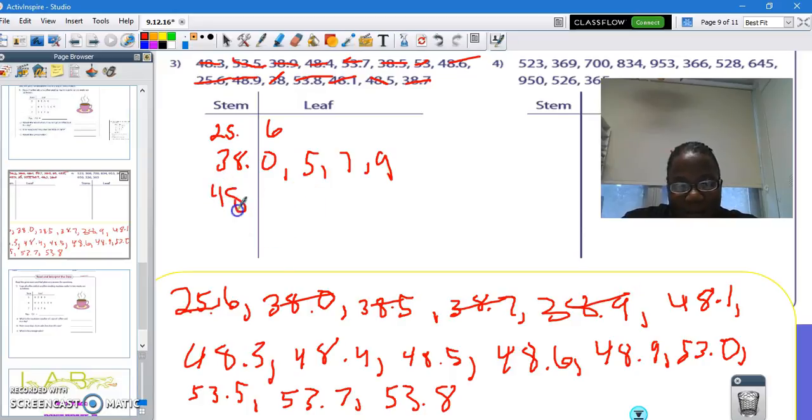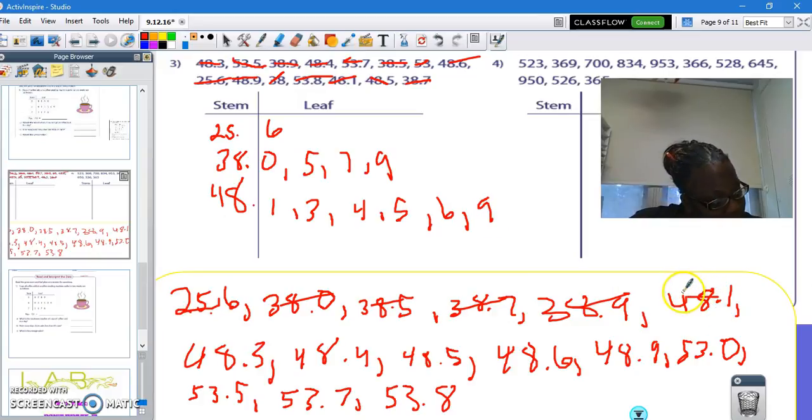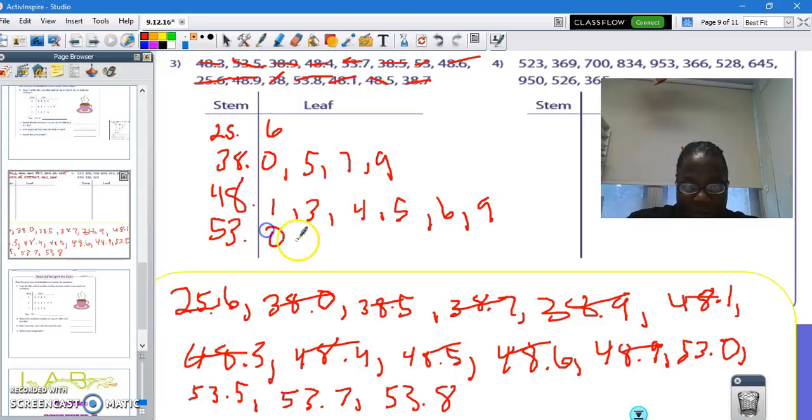And then now I'm into 48s. So I got 48.1, 48.3, 48.4, 48.5, 48.6, 48.9. Told you, go? Yes, you did. Look at that. And 49. So my next number is 53. Did you get 53 as your next number? Yes, you did. And 53.0, which is regular 53. Remember, 53.0 and 53 are the same thing.